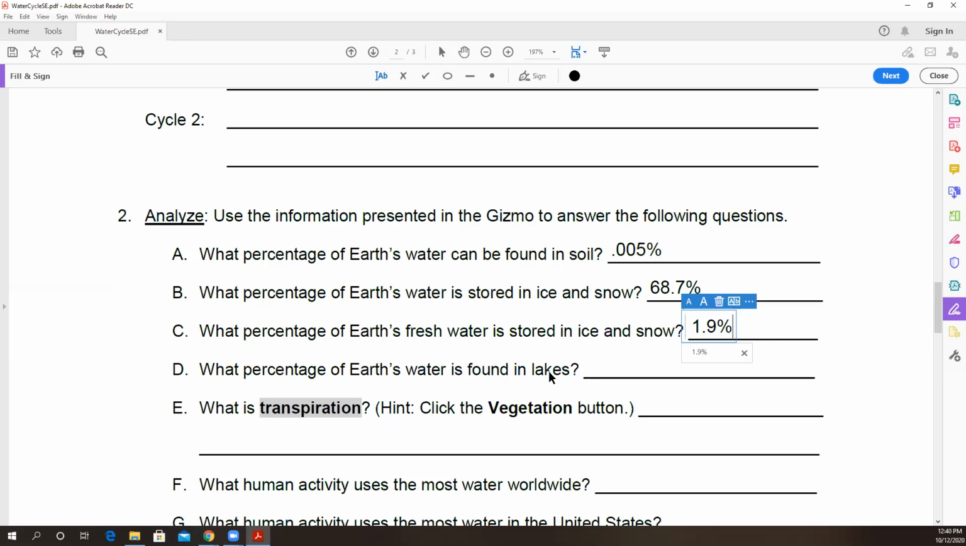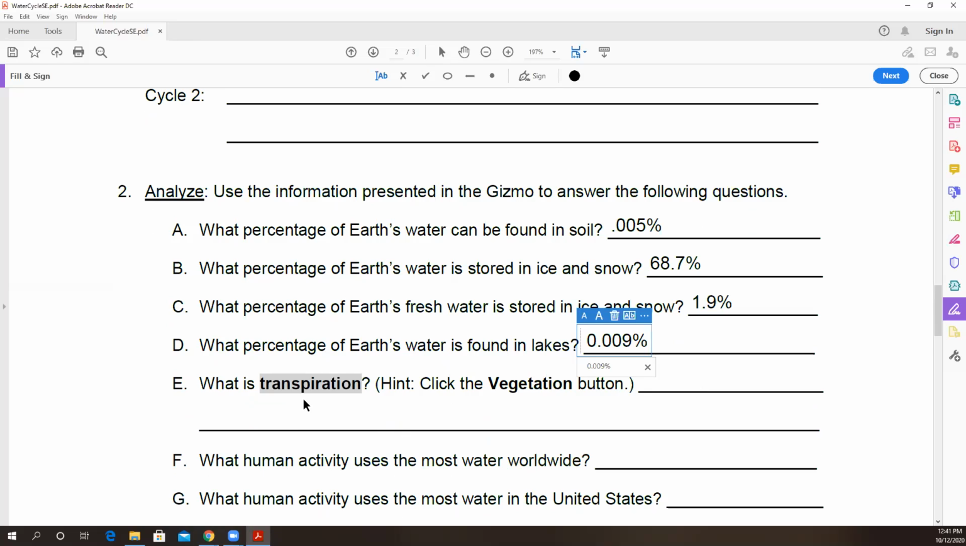What percentage of Earth's water is found in lakes? What percentage is found in lakes? Helen? 0.009%. That's 9 thousandths, because I've got my tens place, my hundreds place, and my thousands place. Very little, right? What is transpiration?